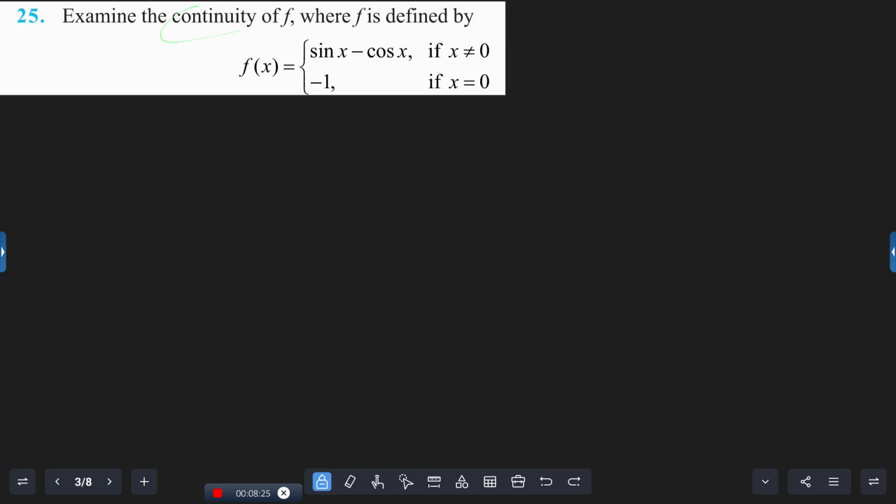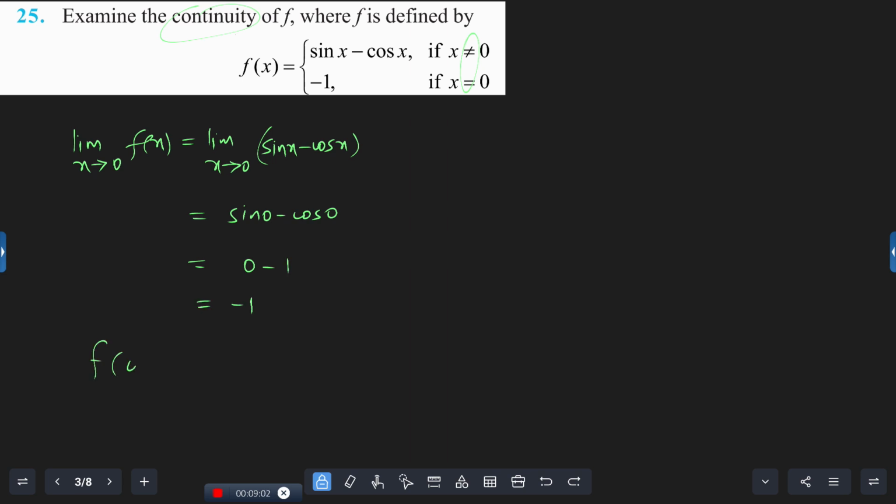Listen, again continuity only. Here also there is no interval, they only mentioned not equal to and equal to. So directly we can go to function value and limit value. So the limit value I am writing first. 0 is mentioned, 0. Limit x tends to 0 of f of x. What is the function? Sin x minus cos x. Okay, when you apply the limit, what am I getting? Sin 0 minus cos 0. Sin 0 is 0, minus cos 0, which is 1. So it is equal to minus 1, I am getting.